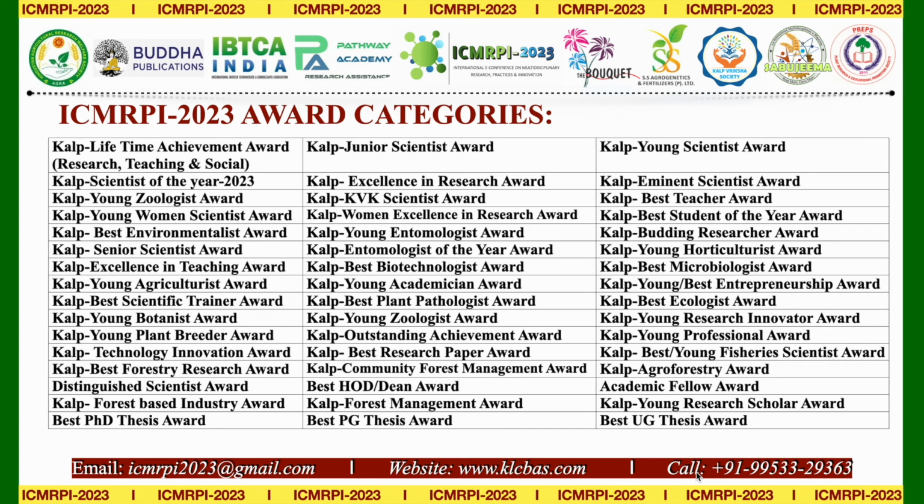So here are the ICMRI 2023 award categories. We have a lot of award categories. If you are looking to apply for the nomination of any award, you need to mail us your filled award nomination form and your participation form. After screening your nomination form, you will be informed whether you are nominated for this conference award or not.